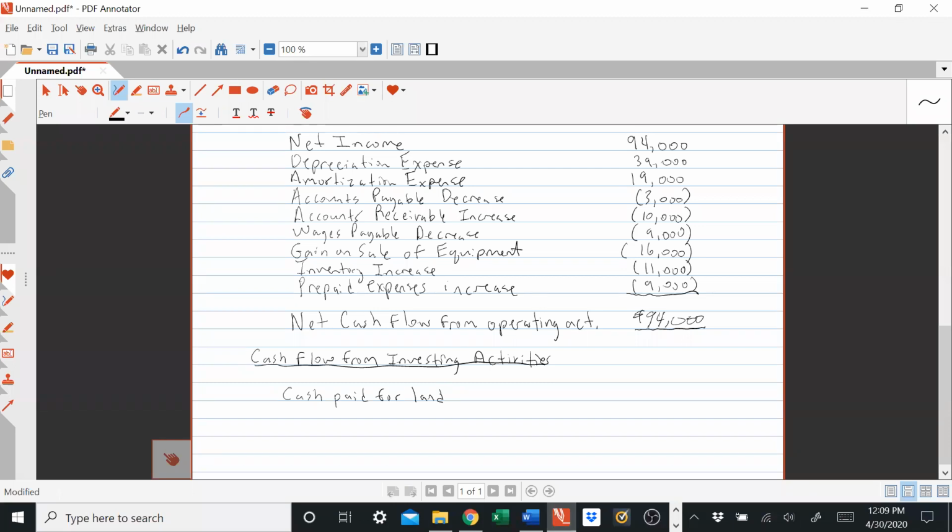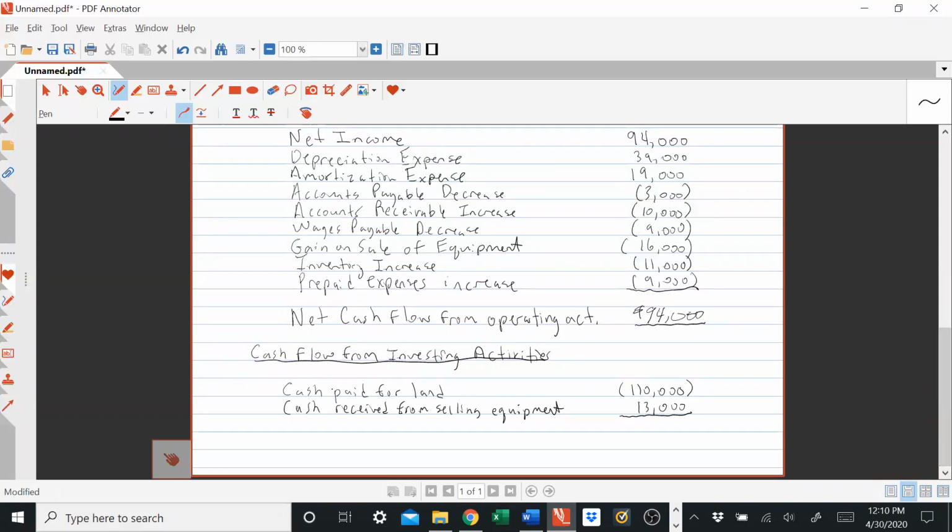There's the cash paid for land. And there's the cash received from selling equipment. What was that number again? 13,000. And so the net cash flow from investing activities, and I'm running out of room, I'll just say from IA is negative 110 plus 13, or negative.